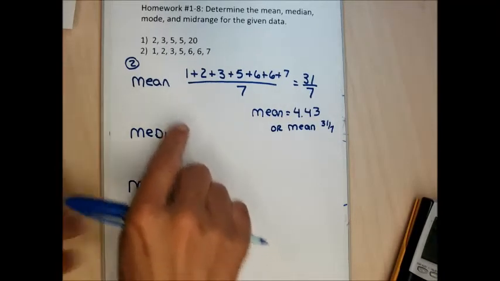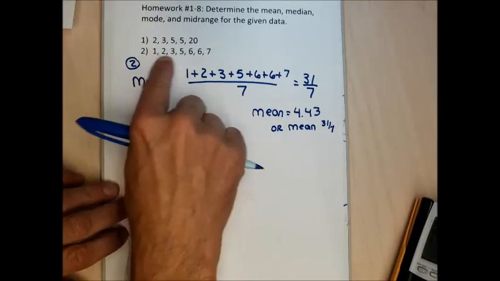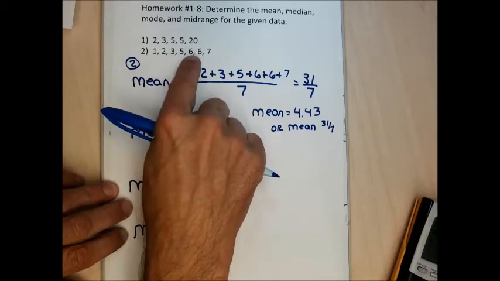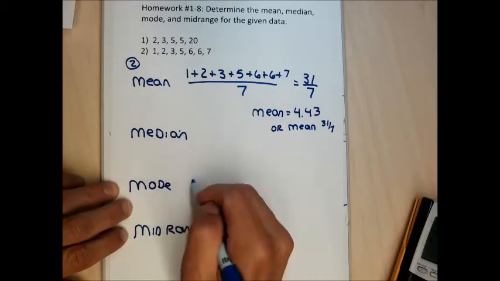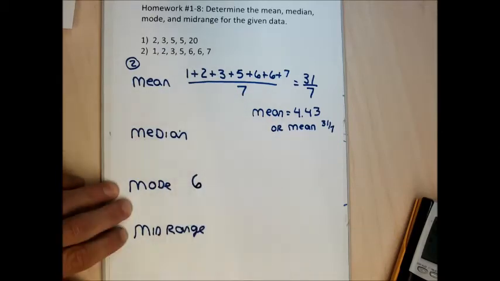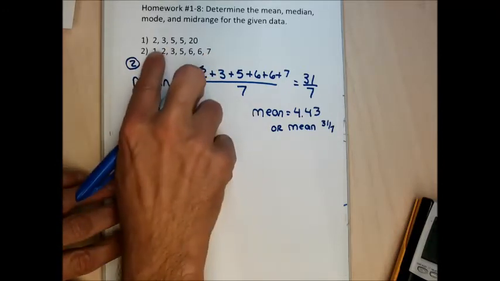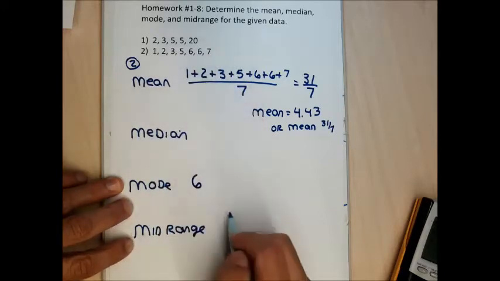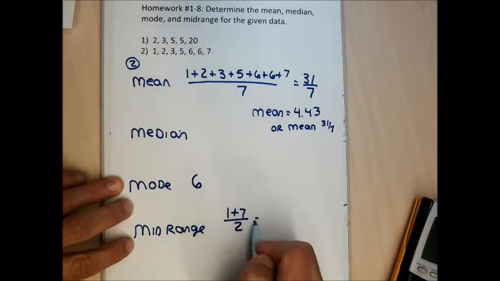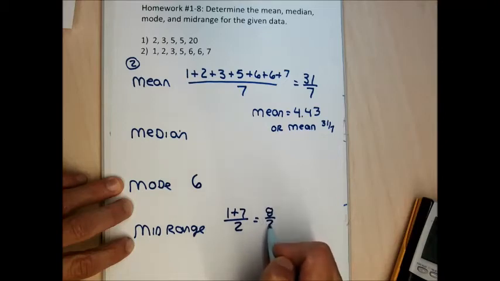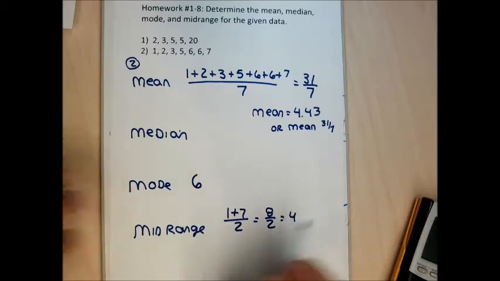It doesn't destroy the data so much. I look at my data. There's 2 6s, and every other number is only listed once, so the mode is just the number 6. The mid-range is the low plus the high over 2. So for my mid-range, the low is 1, the high is 7. My mid-range is going to be 1 plus 7 over 2. That's going to be 8 over 2, which is going to be 4.